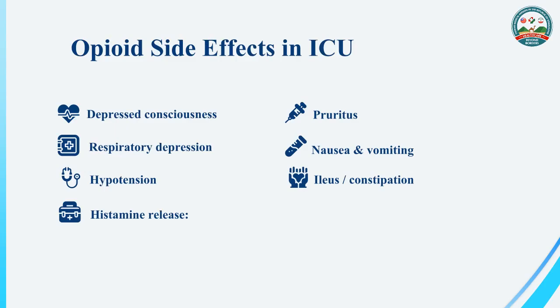While opioids are very effective for relieving pain, they can also cause several side effects, especially in critically ill patients. The most serious one is respiratory depression, where breathing becomes slow or shallow. Opioids can also lead to depressed consciousness, making the patient more drowsy or less responsive. Other common effects include low blood pressure or hypotension, and histamine release, which can cause itching, known as pruritus. Gastrointestinal effects are also frequent, such as nausea and vomiting, and constipation or ileus. That's why opioid use in the ICU always requires close monitoring, to balance effective pain relief with patient safety.